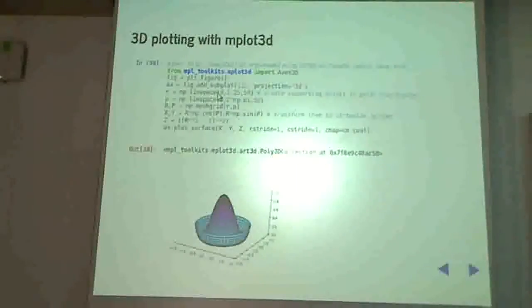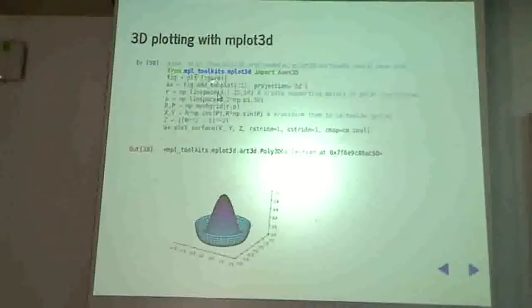You can make lots of 3D plots with Matplotlib. Here is a small example of a standard Mexican hat kind of example. This is crucial. You make a figure. Now we have made the figure as an object.